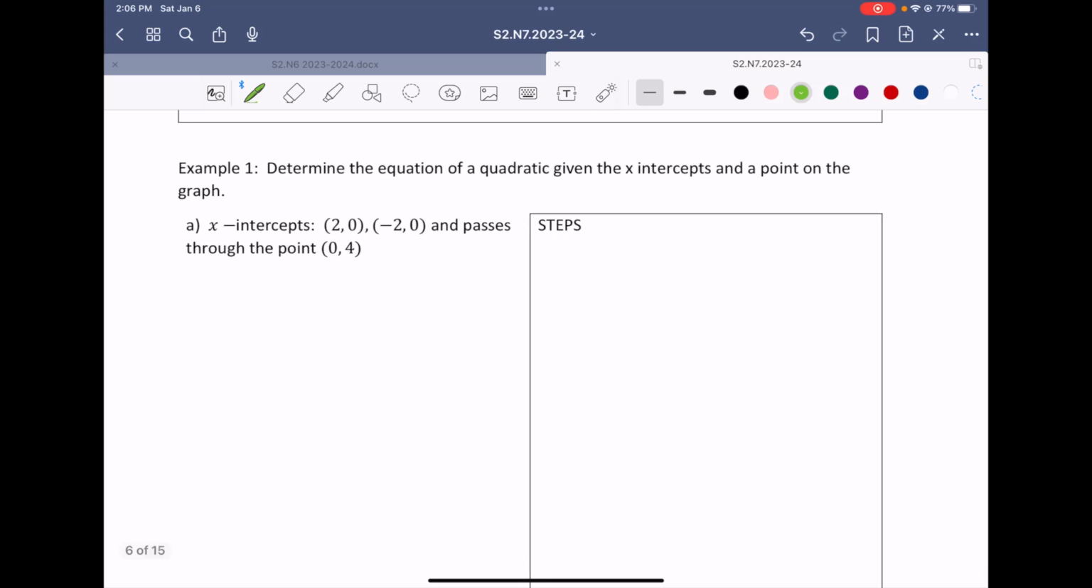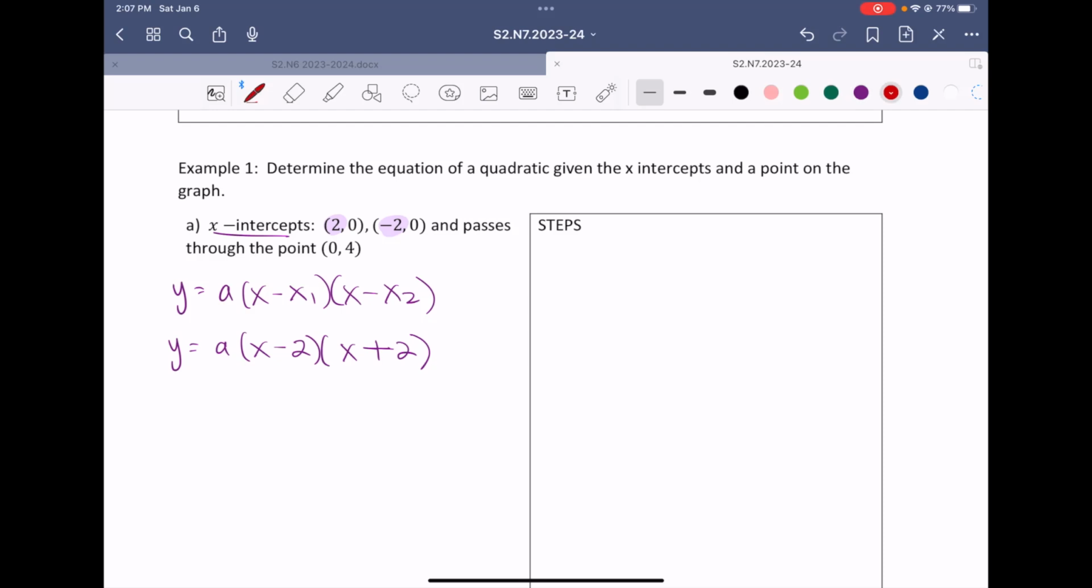So for example 1, determine the equation of the quadratic given the x-intercepts and a point on the graph. Great. So for this basic form, this is going to be intercept form because that's what we're given. So a times x minus x1, x minus x2. And your x1, x2 values will come from here because those are your x-intercepts. It doesn't matter which one's x1, which one's x2, you just plug them in. You've got y equals a times x minus your first x-intercept times x minus your second x-intercept, which we could simplify, that minus would be a plus. And we're done except for the a value.